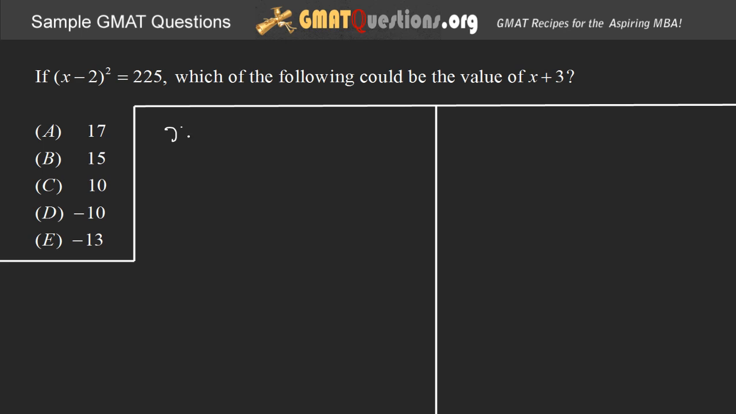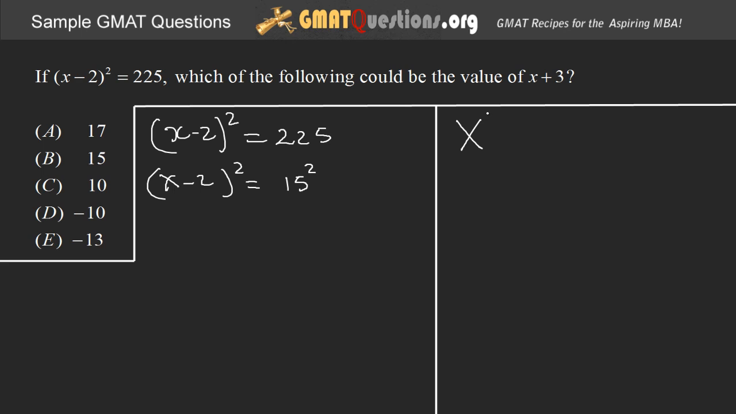So we have (x minus 2) squared equal to 225. 15 squared is 225. Okay, 15 is a square root of 225. Most people would do this to solve this question.